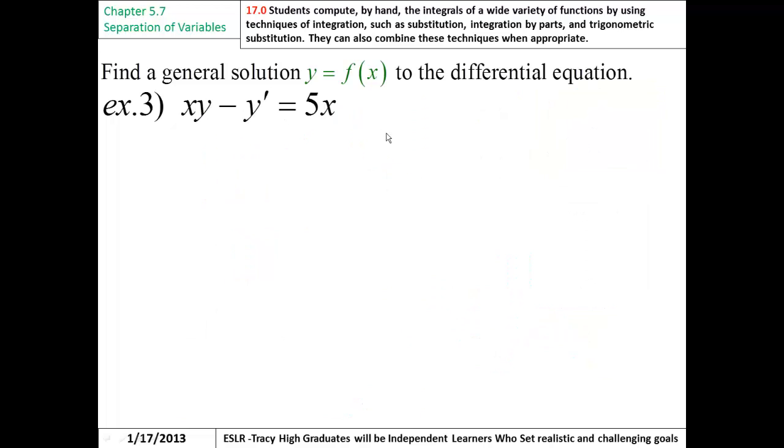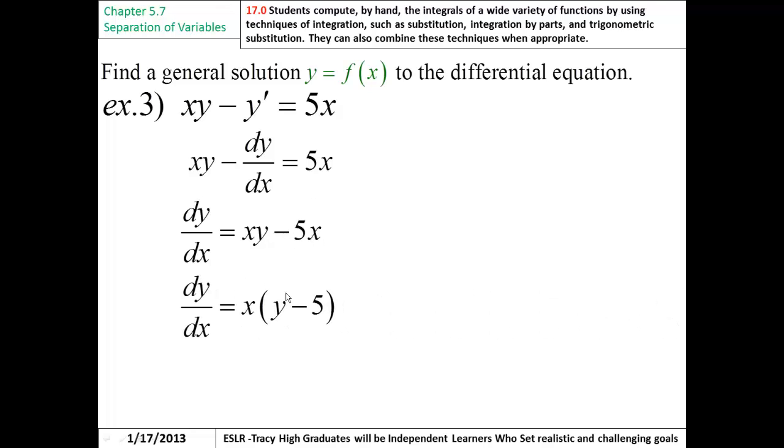Okay, now we have some pluses and minuses here, but what we're going to do is try and isolate that y prime. Okay, just turning that into dy dx. We're going to try and isolate that dy dx. Dy dx equals xy minus 5x. Now we can factor out this x here and get that. And shifting stuff around and integrating gives you that.